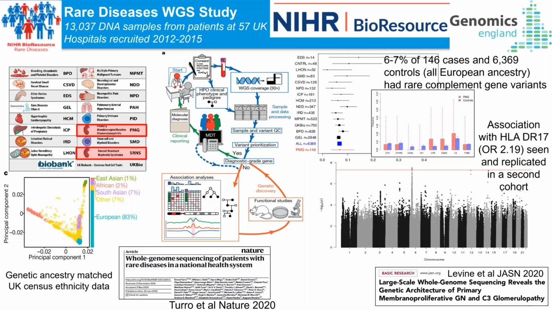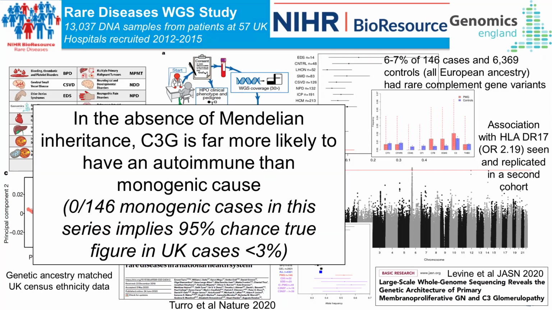What we did observe, however, was strong evidence of enrichment in a particular HLA type, DR17, which is also strongly associated with type 1 diabetes. And this, in fact, was replicated in a second cohort. The HLA association was present in individuals with various types of C3G with or without a C3 nephritic factor documented.